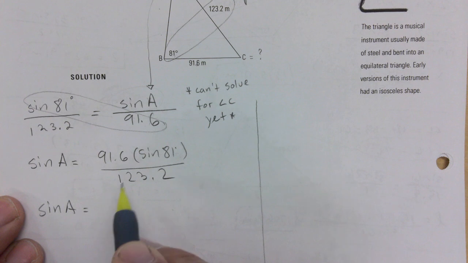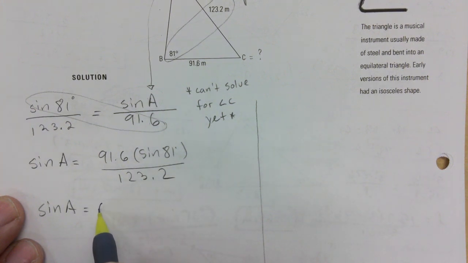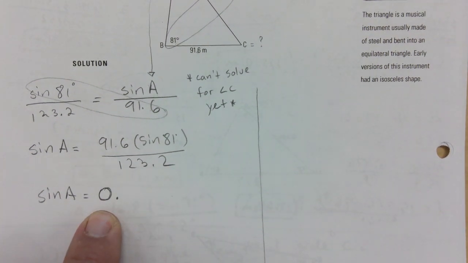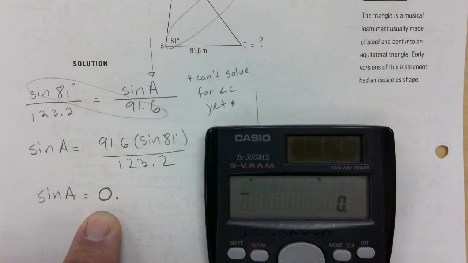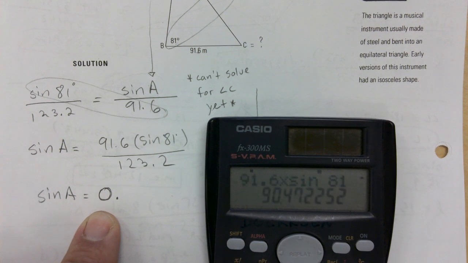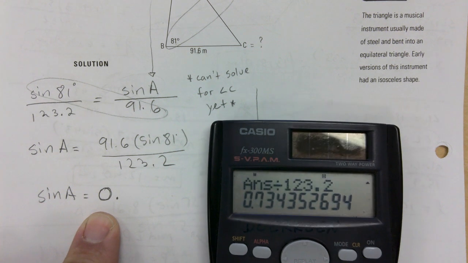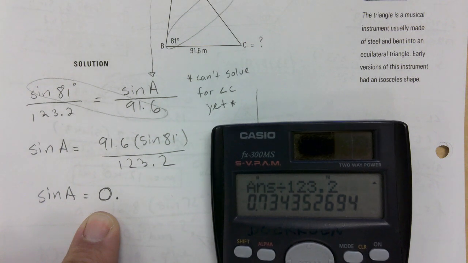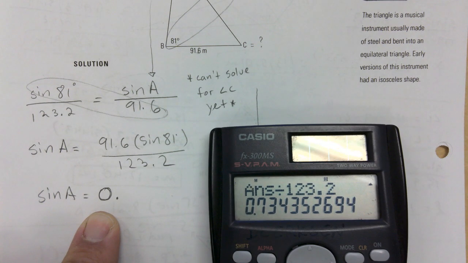One more line. We're going to write down what this is, and I can guarantee you it's 0 point something. If you don't get 0 point something, you made a mistake. Guaranteed 0 point something. I will say that again. If you don't get 0 point something, you made a mistake. Okay. So 91.6 times sine of 81 divided by 123.2 equals 0.7343.